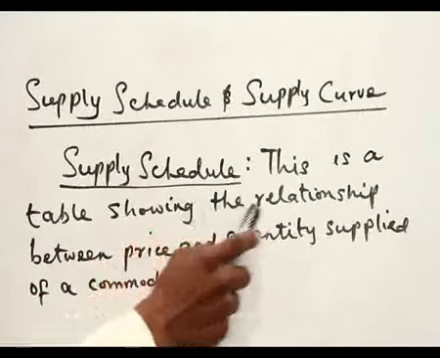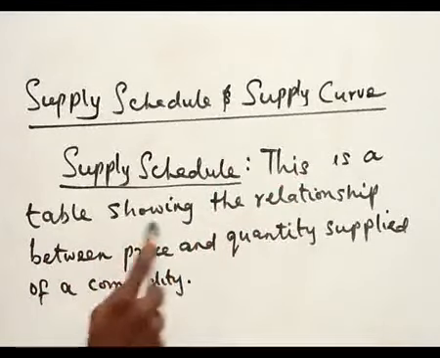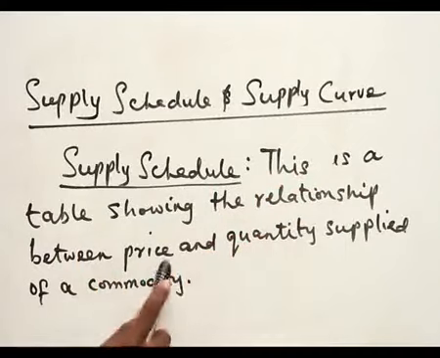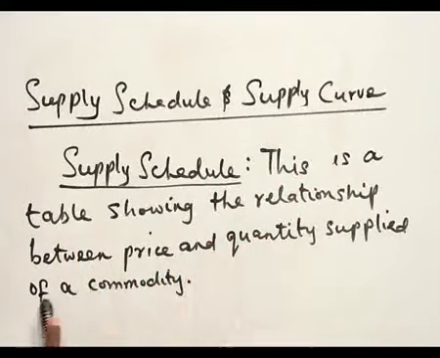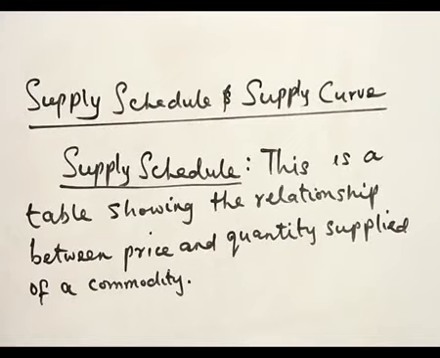Supply schedule. This is a table showing the relationship between price and quantity supplied of a commodity. The table will show the prices and quantity supplied of a commodity in a given period of time. We are going to look at one, but let us define supply curve.